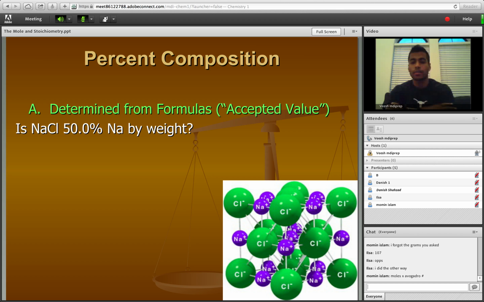Okay, now percent composition. Let me pull it up in the book so I can give you a good definition. It doesn't really give a good definition in the book, but percent composition is when you take any molecule and determine what percent of it is each atom in terms of mass. So answer this question for me. In terms of NaCl, you've got two atoms, right? Na and Cl. Does that mean that 50% of that mass is Na by mass?